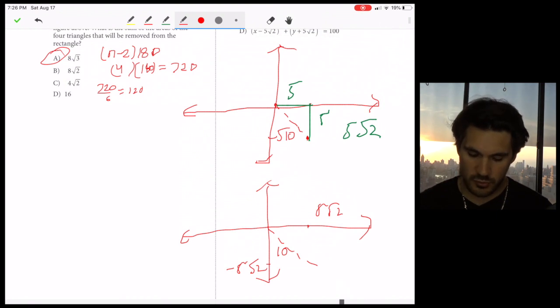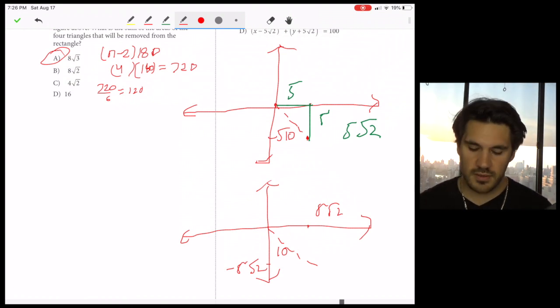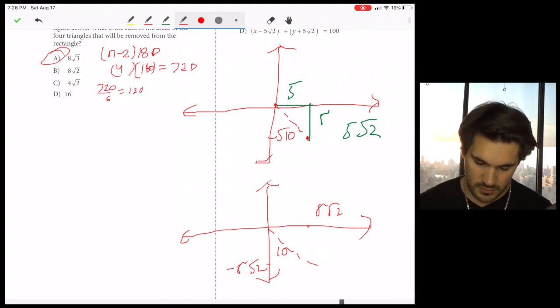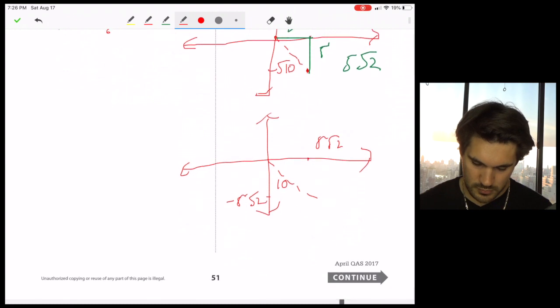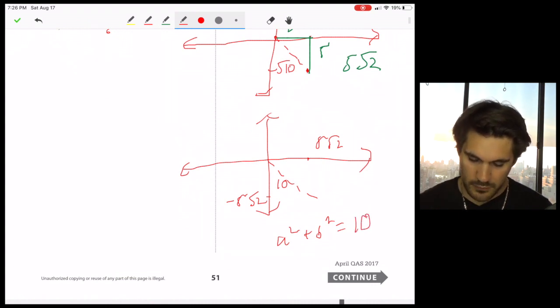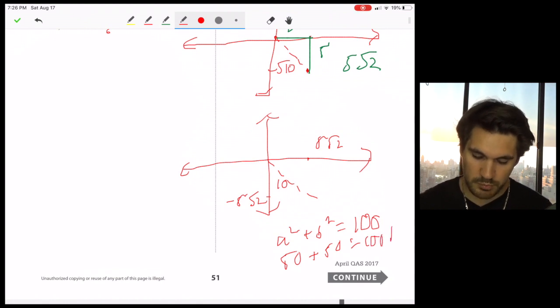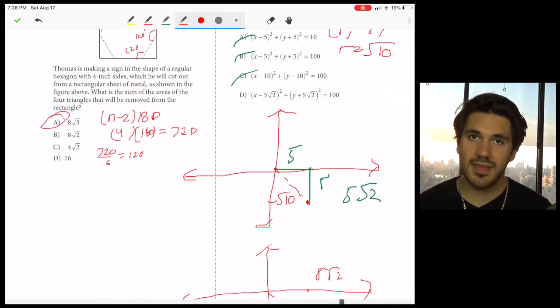Well, 5 root 2 squared is 50, because 25 times 2 is 50. 5 root 2 squared again is 50. So a squared plus b squared needs to get us c squared, which is 100. 5 root 2 squared is 50. -5 root 2 squared is 50. This is 100. It matches up. So we just proved that D must be the answer.